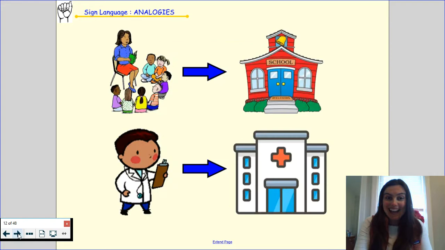So the sign for analogies, you take your pinky, bring it up to your brain, tap it, and then two fingers like that. All right, so let's talk about what analogies are. Analogies show how some words go together.